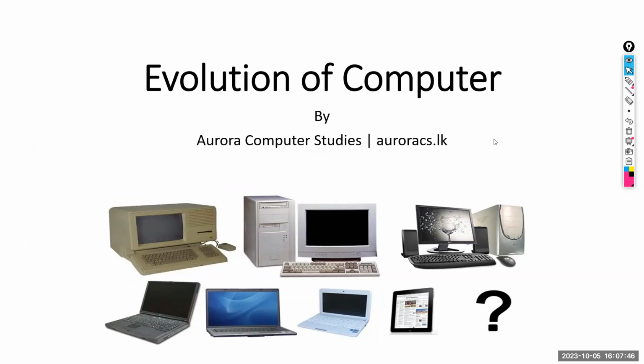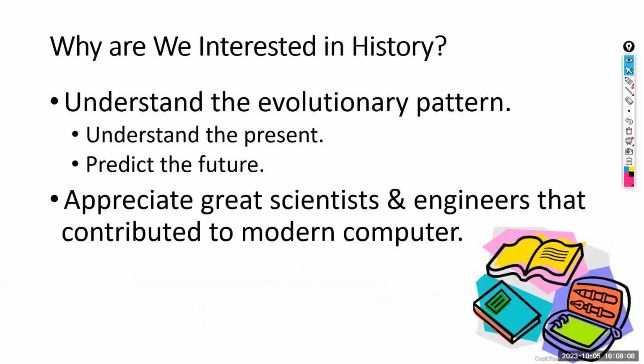In the exams, very rarely they ask a question, maybe just one MCQ, but every question is your marks. So most of the time they ask just one MCQ, or sometimes no question at all in your A-level paper on evolution of computer. So I will explain it to you. We want to understand the evolutionary pattern, how the history evolved, and also we want to appreciate those scientists, engineers, and philosophers who contributed to the modern computer.